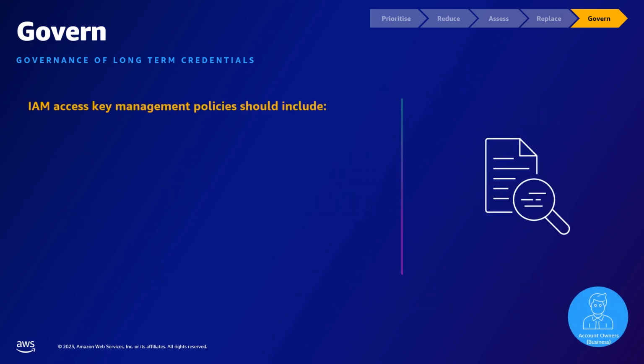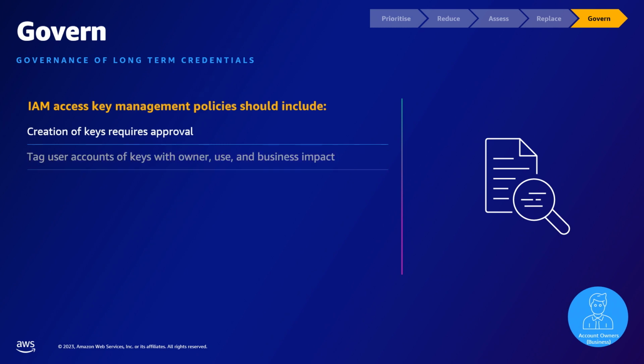Now, to help fix this situation, John should consider uplifting some of the policies and processes around access key management to include the following. He could require that approval be sought for the creation of access keys. He could make sure that each key has an owner, a purpose for its use, and business impact defined. And when we talk about business impact, we mean what is the worst that could happen if the key were to be compromised. He should ensure that responsibilities around key management are clearly documented.